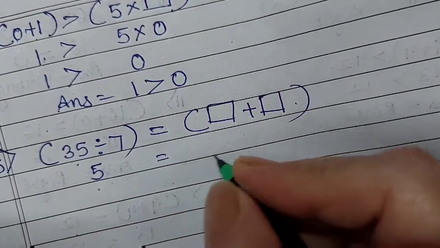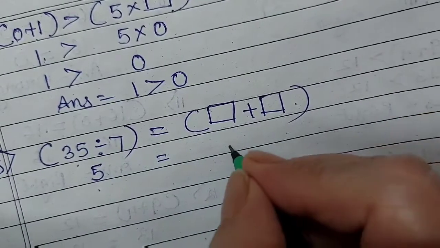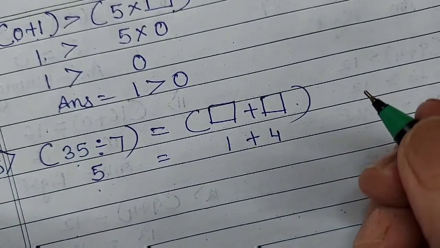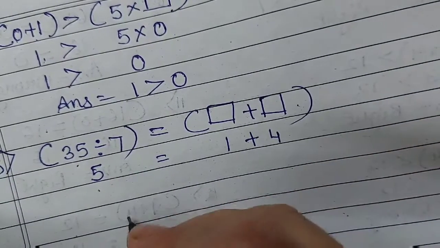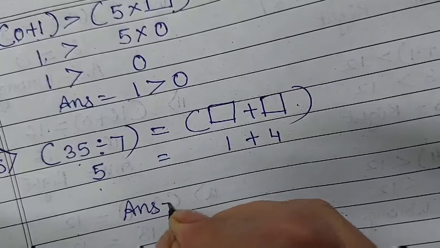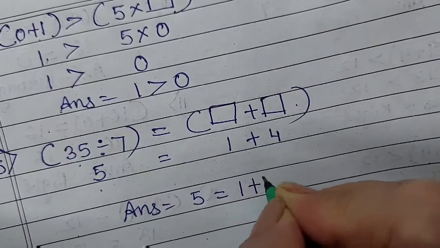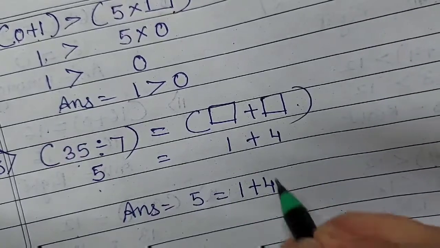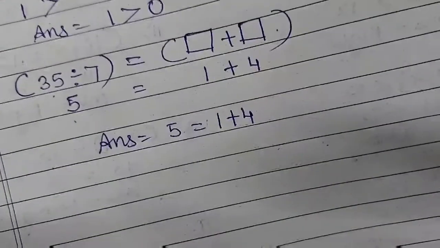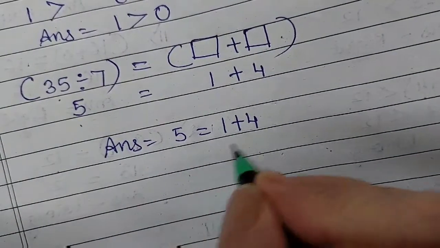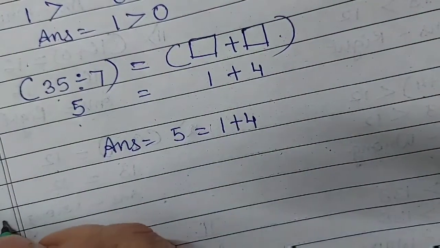So 5 is equals to what? Here you can write anything. You can write 1 plus 4, 2 plus 3. Anything you can write. So the answer is 5 is equals to 1 plus 4. Your wish. These numbers can be added according to your wish. But the answer should be 5. Okay? Because the symbol is equals to, no?